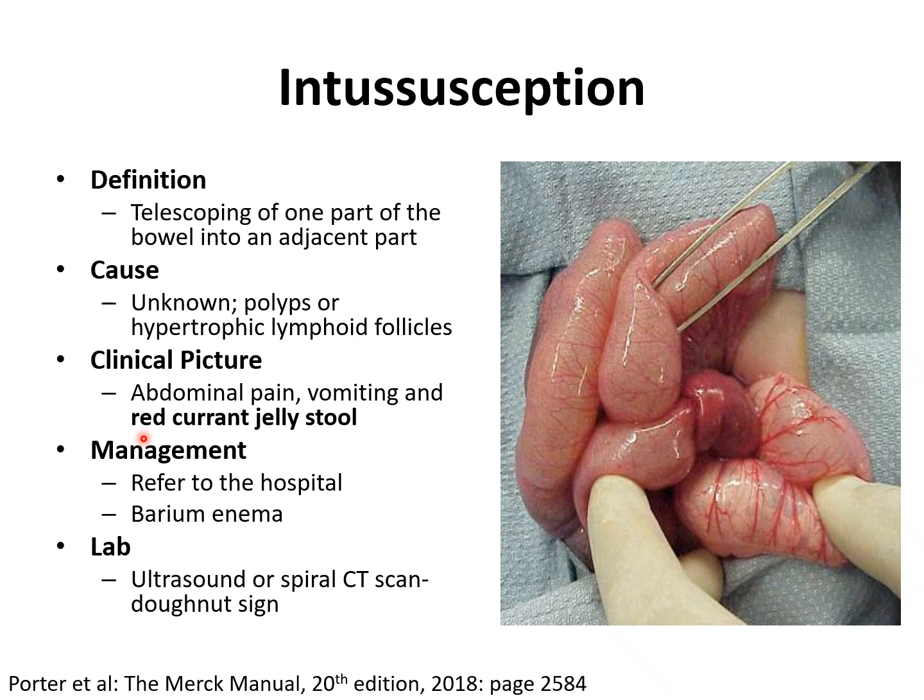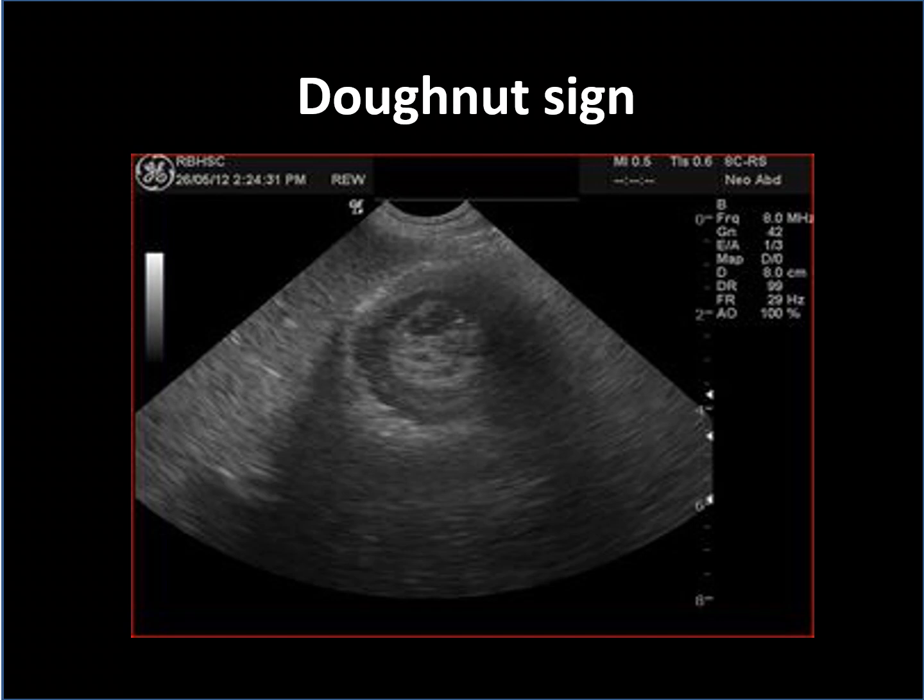Labs, ultrasound, or spiral CT scan is going to confirm the diagnosis before the patient is taken to the surgical suite. And what you're looking for in both the ultrasound and or the spiral CT scan is something called the donut sign. And here is the donut sign seen on ultrasound of the abdomen.